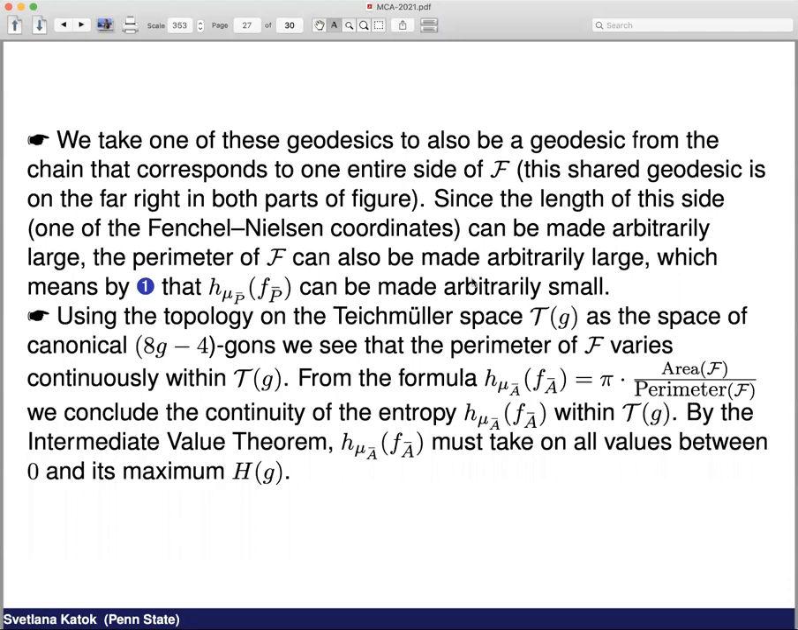And using the topology of Teichmüller space on this canonical (8g minus 4)-gon, we see that the perimeter varies continuously, and so essentially by the intermediate value theorem, you can achieve any value between 0 and the maximum.